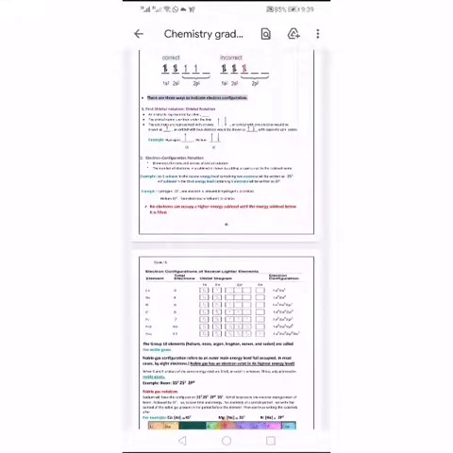Hydrogen 1s1: 1 electron is present in the hydrogen 1s orbital. 1s2: 2 electrons in the helium 1s orbital. Look at this table.